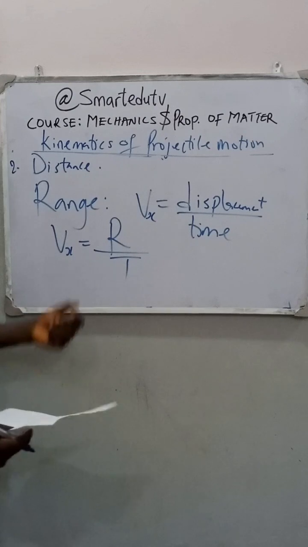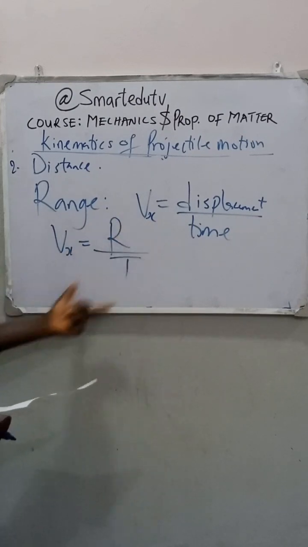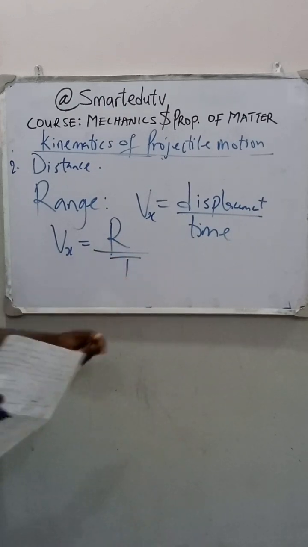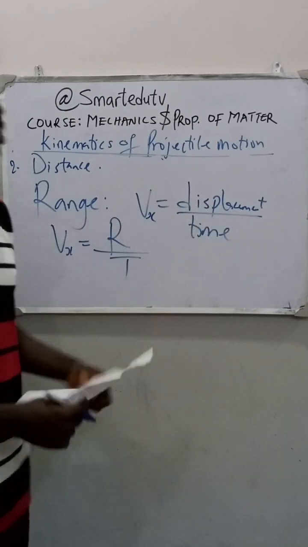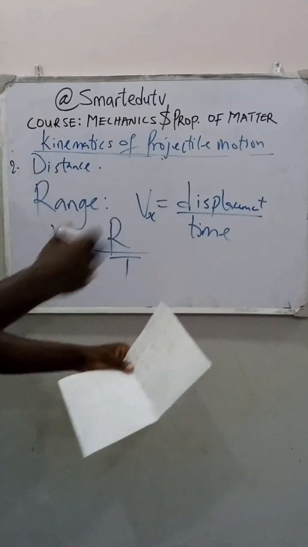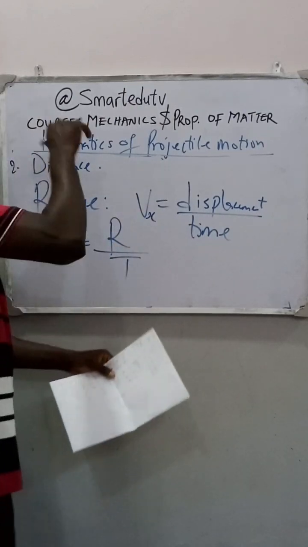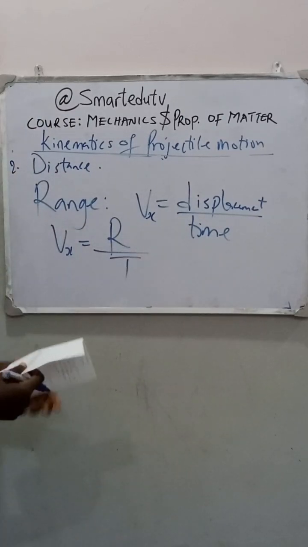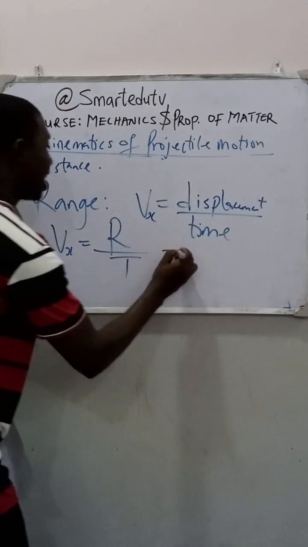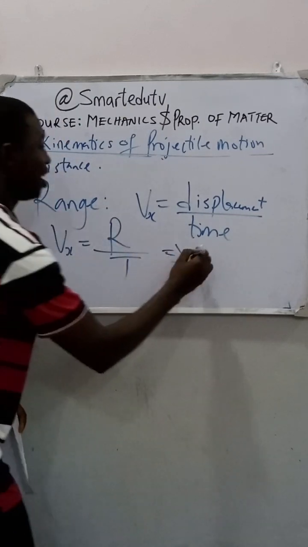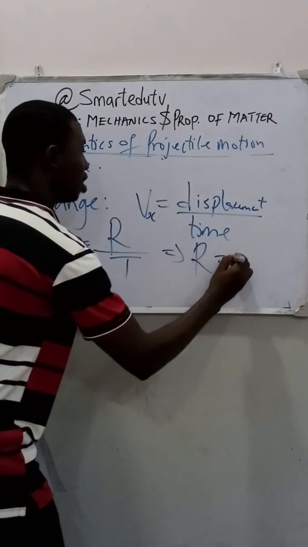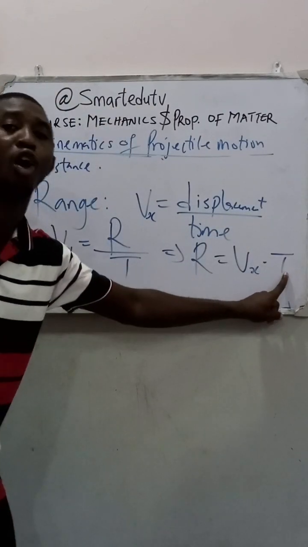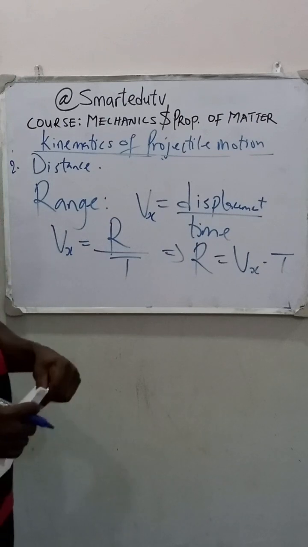That means we are looking at the velocity along the horizontal axis, which is equal to the range over the time. That is the total time that an object undergoing a projectile motion takes from the starting point to the stopping point. So Vx equals R over T. If I cross multiply, my range R is equal to Vx multiplied by T, where this T is the time of flight of that projectile motion.